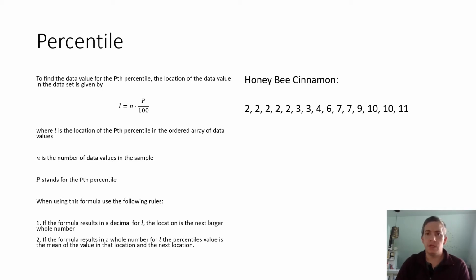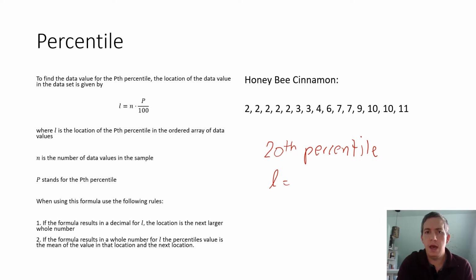So here I've got the honeybee cinnamon measurements from previously, and I want to take a chance to do an example. Let's talk about the 20th percentile. For the 20th percentile, L is equal to N, where we have 15 observations, multiplied by 20 over 100. When we do that, we get 3.